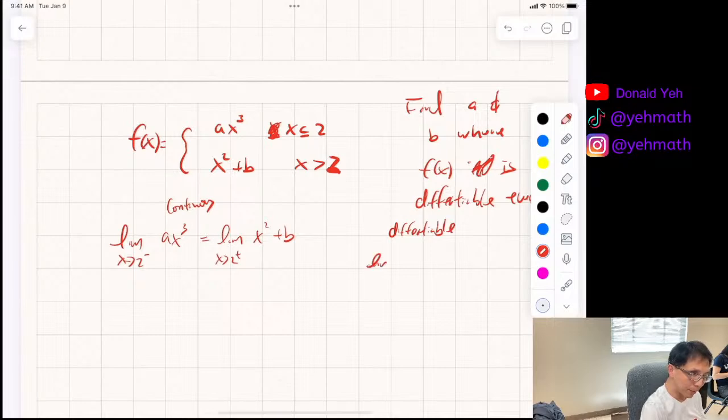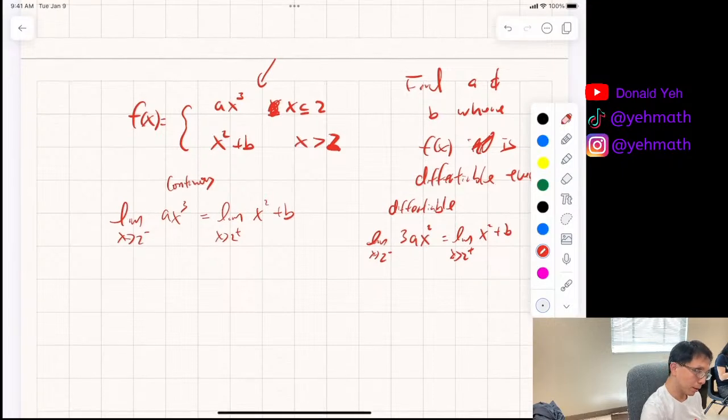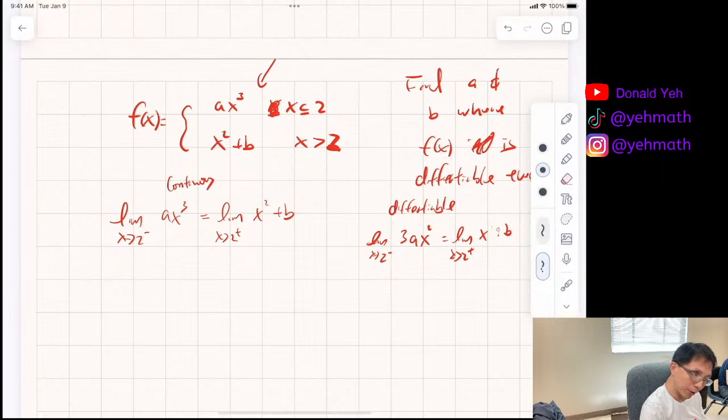Differentiable is going to be the limit as x approaches 2 from the left, but you have to take a derivative of this. So what's the derivative of this? 3ax squared is equal to the limit as x approaches 2 from the positive side of x squared plus b. So therefore, what is it? Oh, 2x, you're right. The derivative of b is gone, so it's going to be 2x.